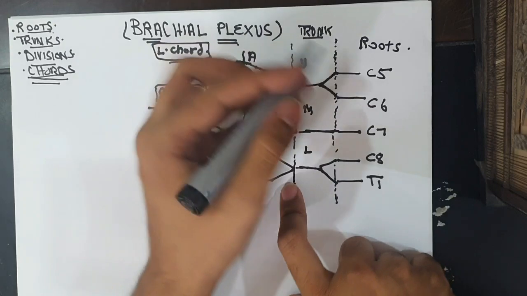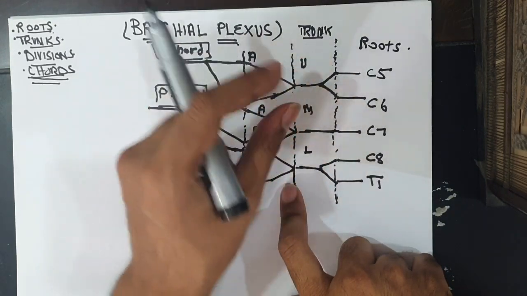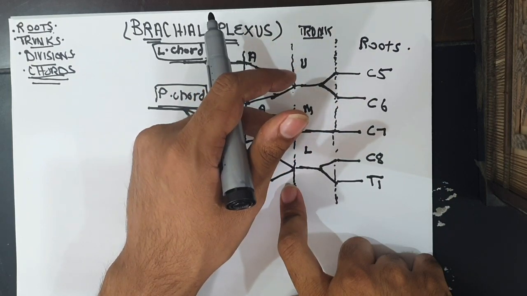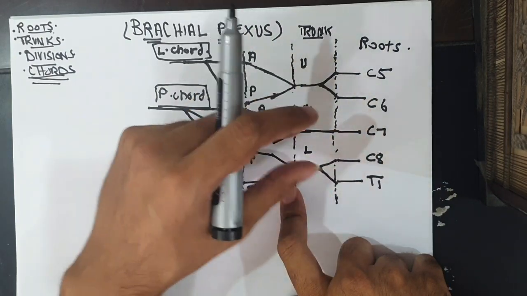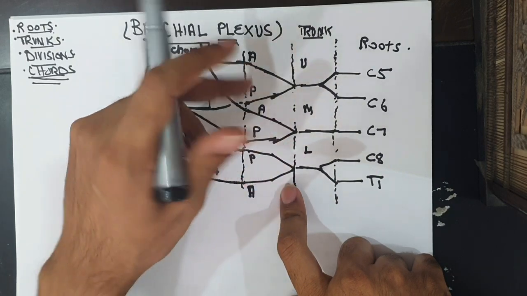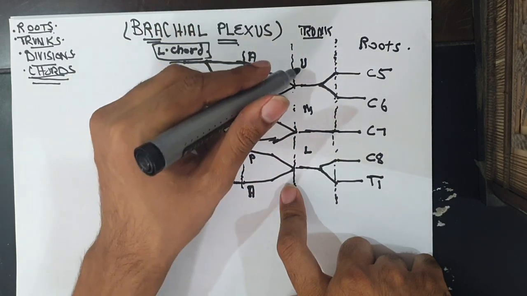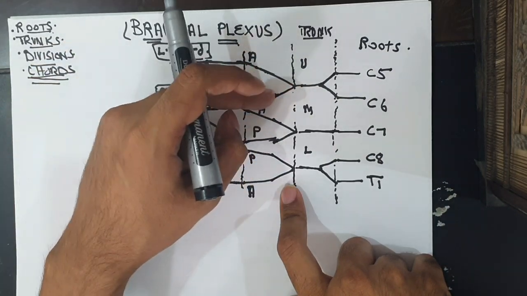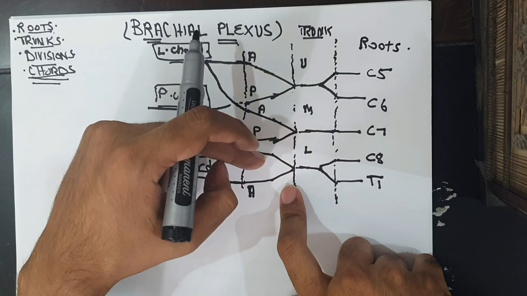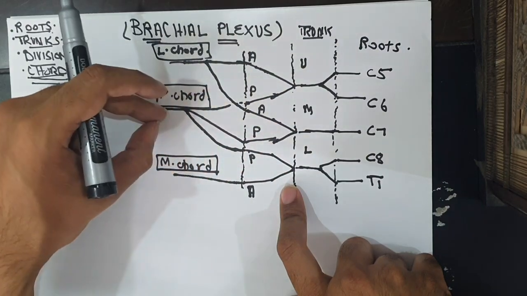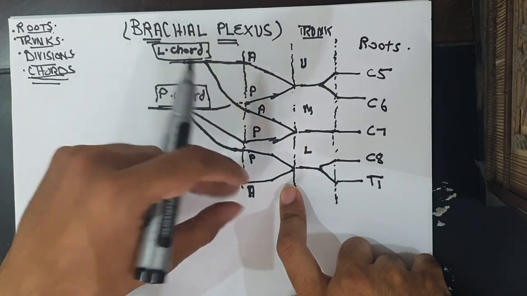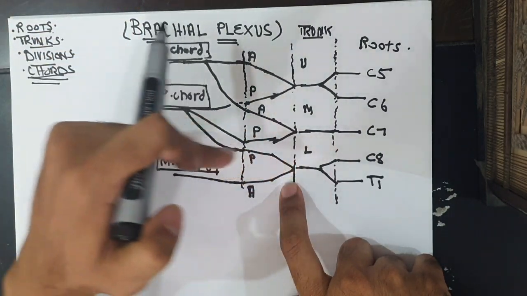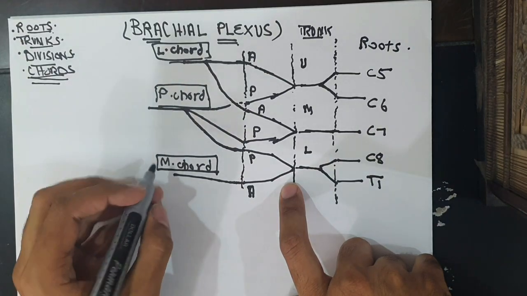I hope you're all following me. C5, C6 combined to give us the upper trunk. C7 continued as such to form the middle trunk. C8 and T1 roots combined to give us the lower trunk. Now the anterior divisions of the upper and the middle trunk combined to give us the lateral cord. The posterior divisions of all the three trunks combined to give us the posterior cord, and the only one left was the anterior division of the lower trunk, which continues as such to form the medial cord.